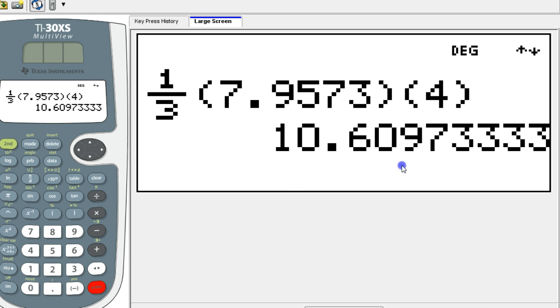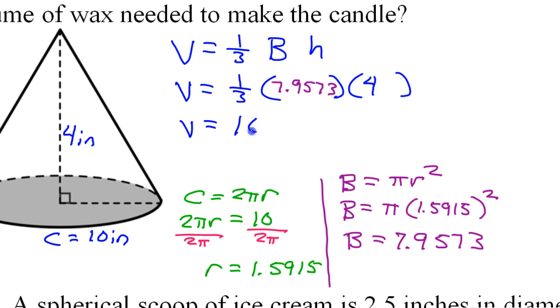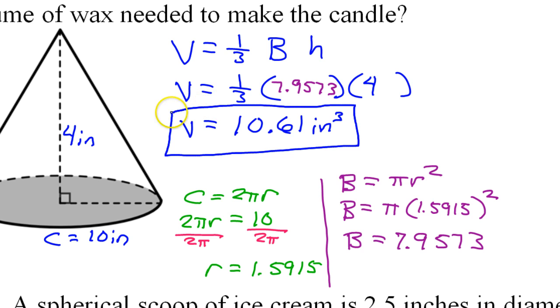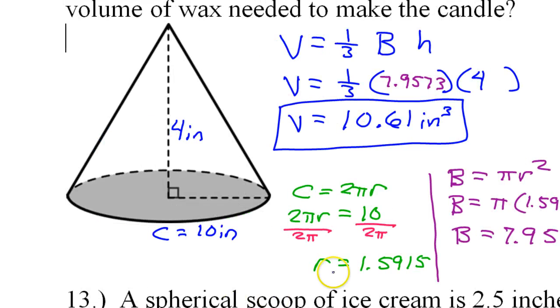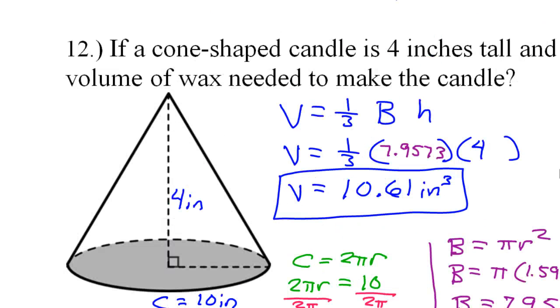Okay, so now that this is the final answer, I will round to 2 decimal places, the hundredths place. So that's 10.61. And the lengths were in inches, so my volume will be in cubic inches. Alright, so that is it for number 12. Quite a problem that was.